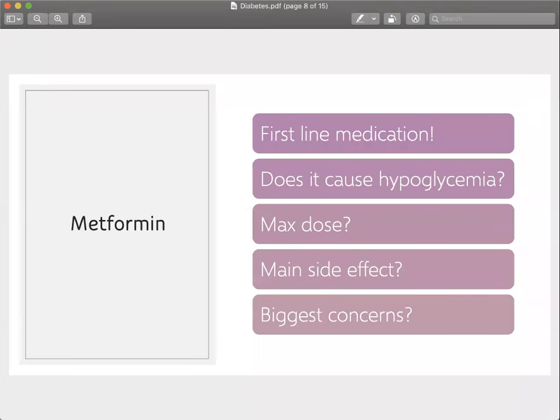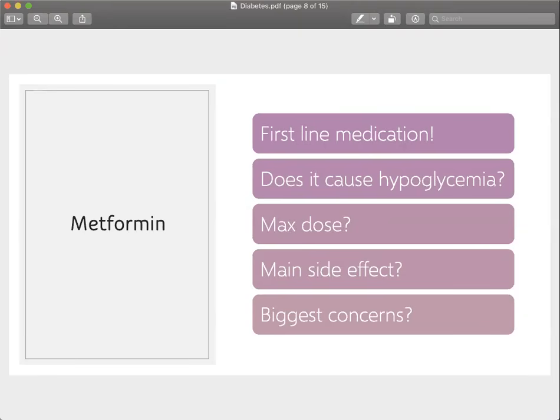Because of the possibility of lactic acidosis. And last but not least, what vitamin deficiency can metformin cause if used long term? B12. Extra question here, what female reproductive issue is metformin used for commonly?